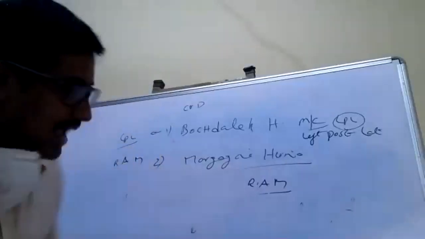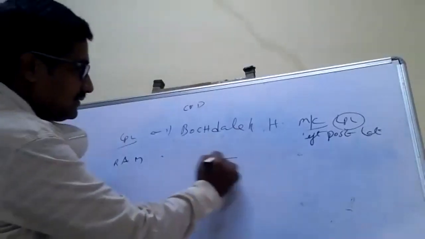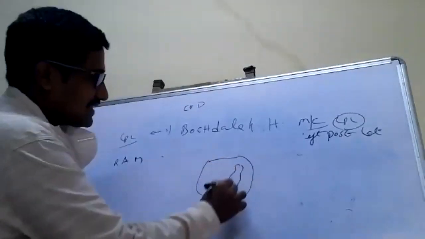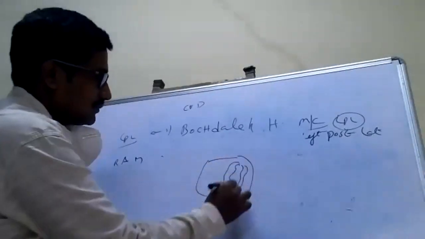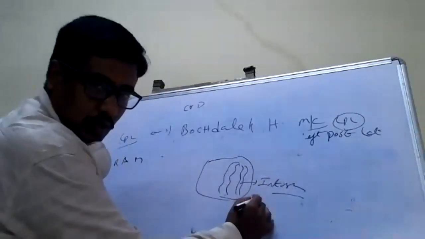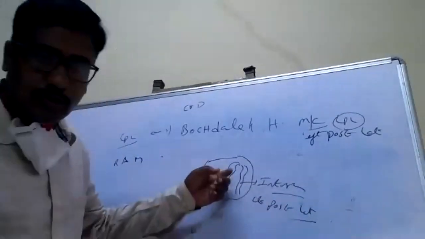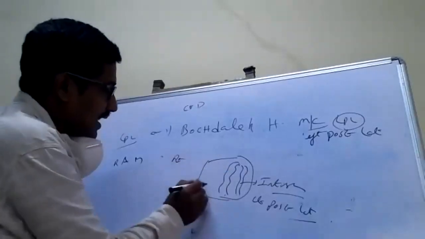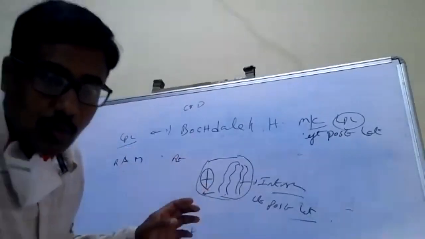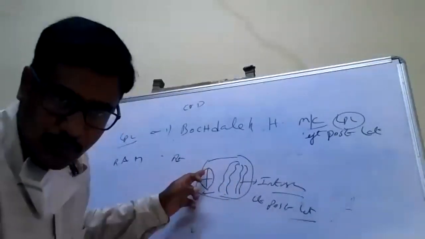So what will happen in Bochdalek hernia? See, this is the thorax. There is herniation of the abdominal contents, like the intestine, entering through the left posterolateral area. When it enters the left posterolateral area, the heart is pushed towards the right side. Due to herniation of the intestines into the thorax, the heart is pushed towards the right side.